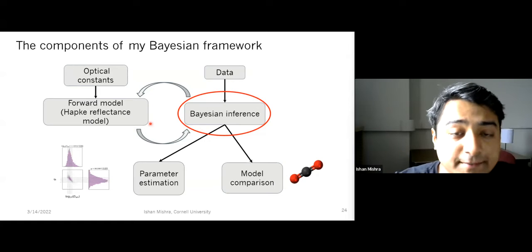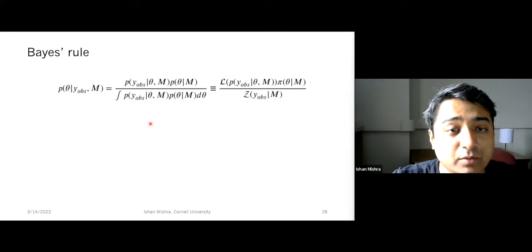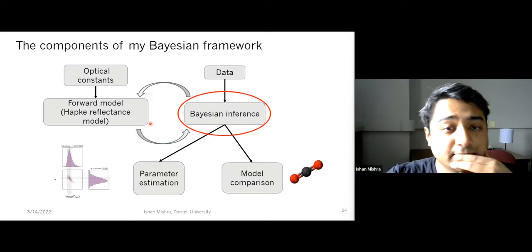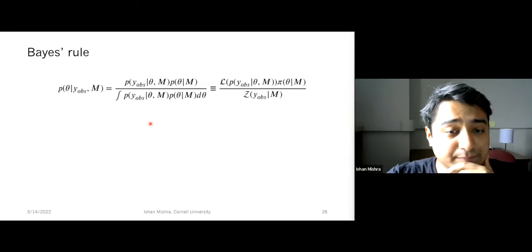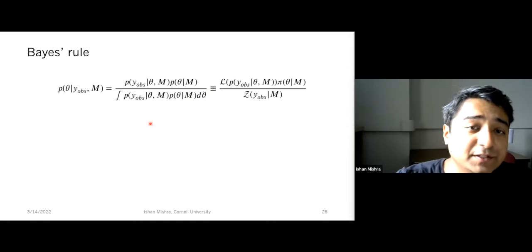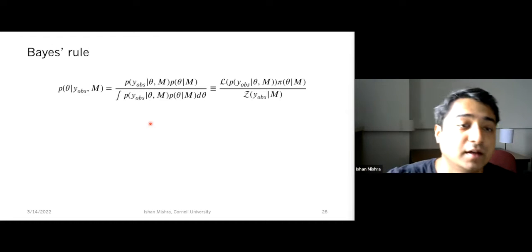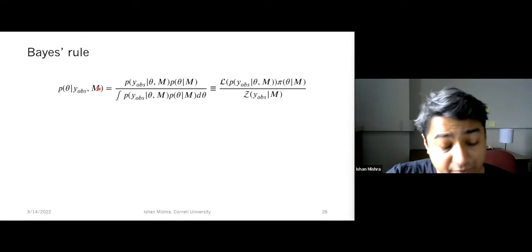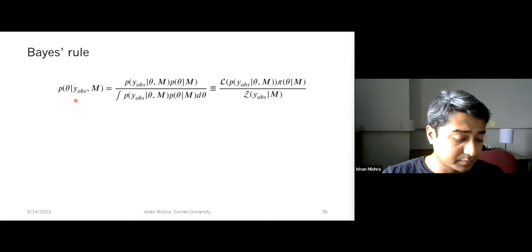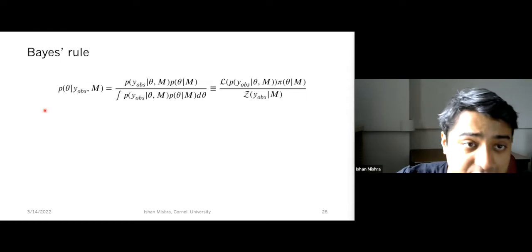But coming to the algorithm, I'm going to quickly talk about the Bayes rule that governs this whole thing. We're basically trying to calculate the posterior probability of the parameters of your model.